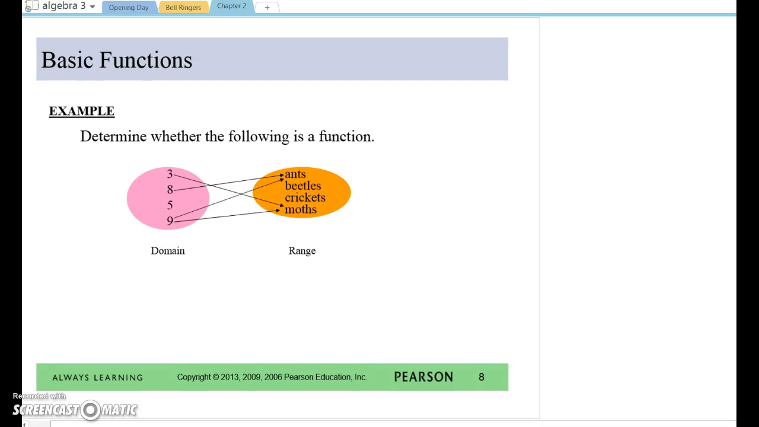Look at the next one. We have the values in pink as your domain, and your range is in orange. So 3 goes to a certain y, 8 goes to a certain y, 5 goes to nothing, which is fine, but look at 9. 9 goes to ants and moths. So this one's not a function because 9 goes to 2 different y values.